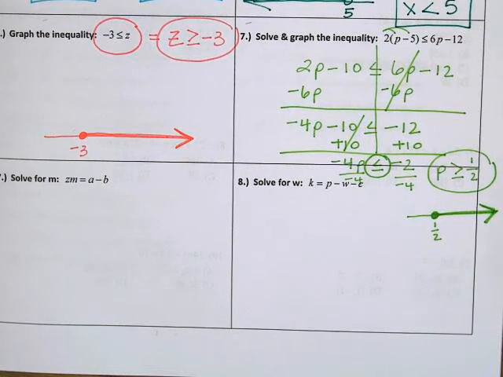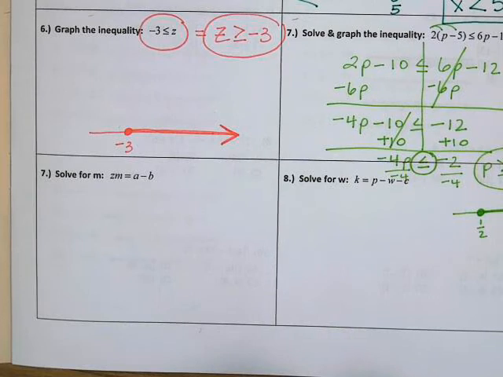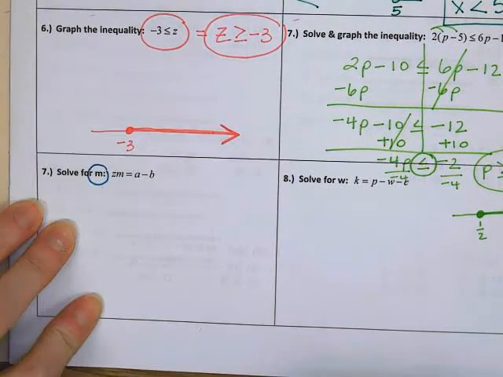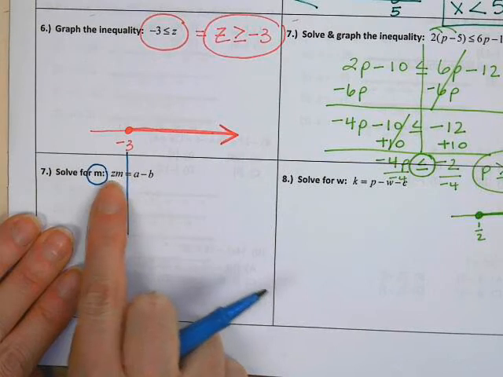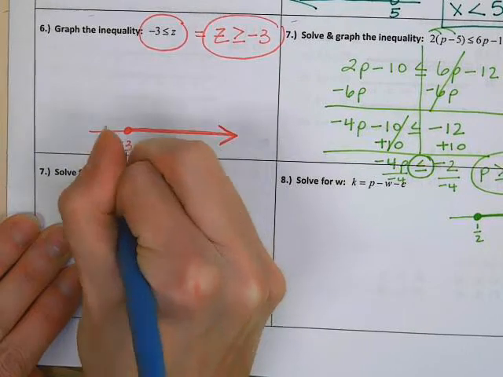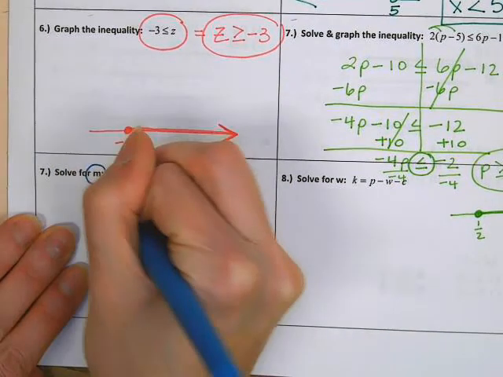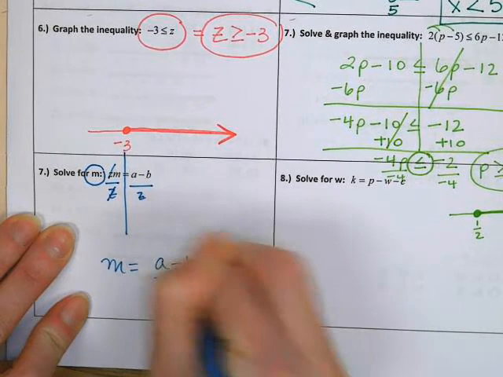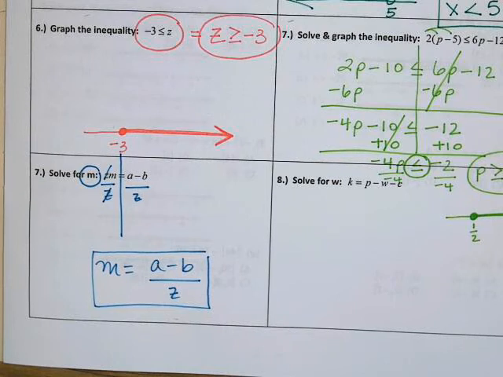And then lastly, we did these literal equations where you solve for a letter with a bunch of letters. So if you're trying to get m by itself, what do we have to do? We got to get rid of the z. So how do we undo multiplying by z? We divide both sides by z. And you guys, that's actually it. M is going to be a minus b, everything divided by z. You're just trying to get m alone.